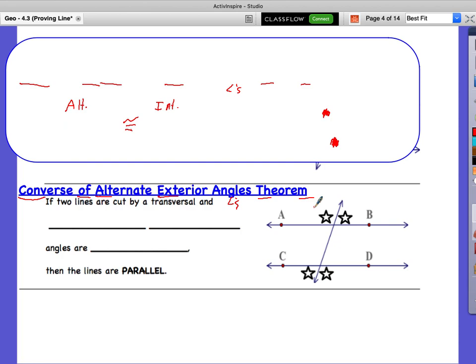Rowan, you can't guess it? I really had high hopes that you specifically could. Okay. What kind of angles are we going to talk about? Two lines are cut by a transversal, and what kind of angles? Great. Alternate exterior. Very good. Alternate exterior angles are what? Congruent, because they're supposed to be congruent. Then the lines are parallel. So if alternate exterior angles are congruent, the lines would be parallel.